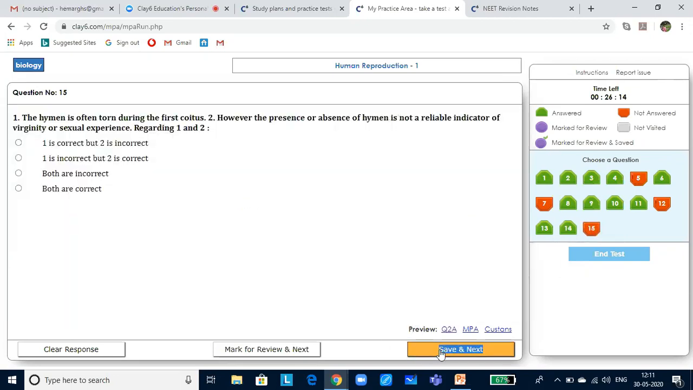The hymen is often torn during the first coitus. However, the presence or absence of hymen is not a reliable indicator of virginity or sexual experience. Both are correct. So I'm going to end the test here.